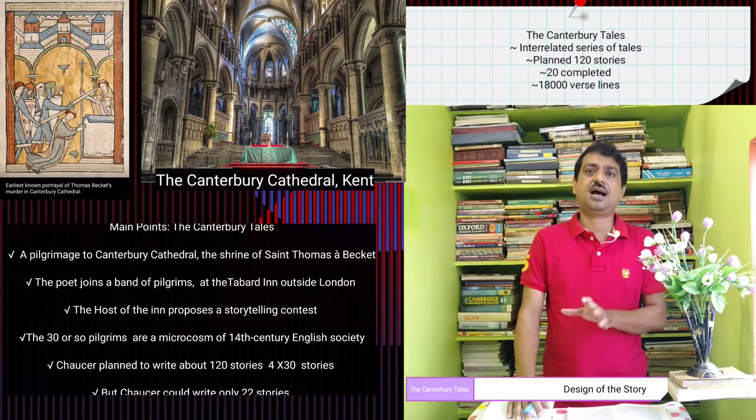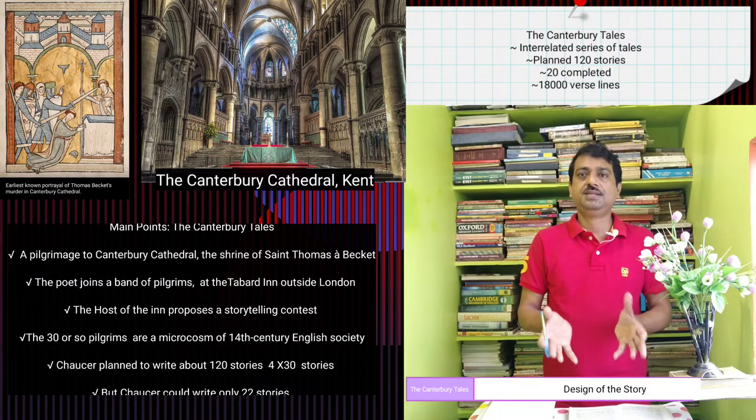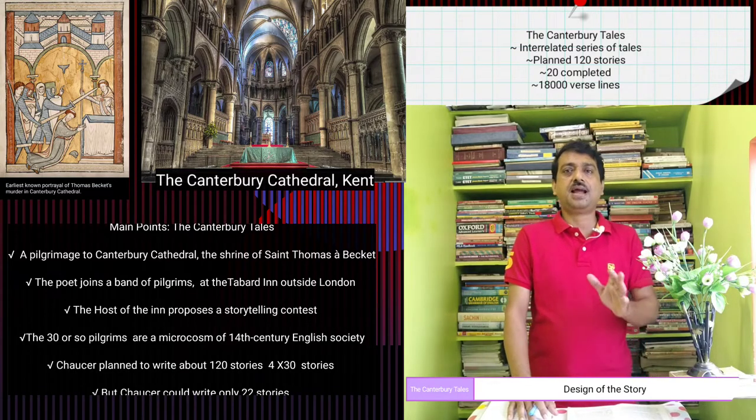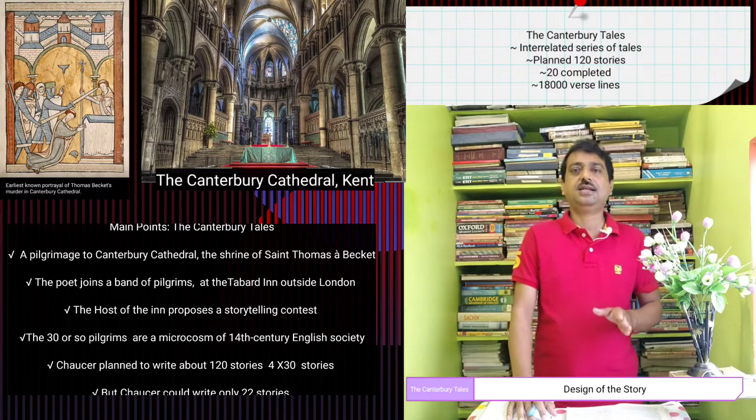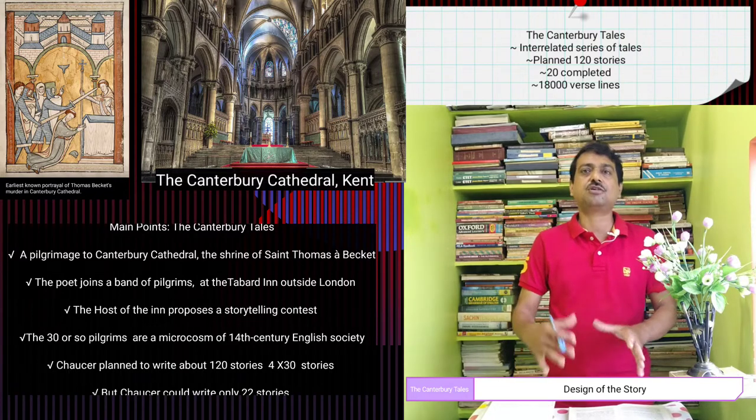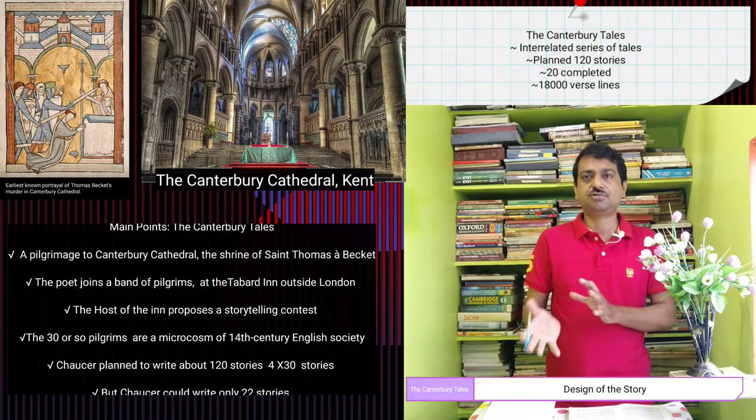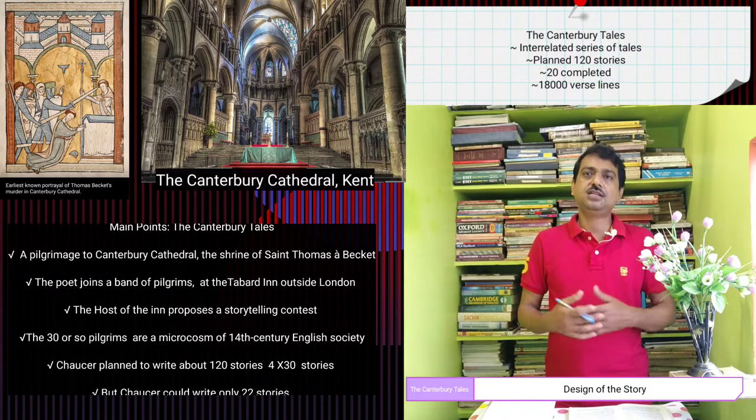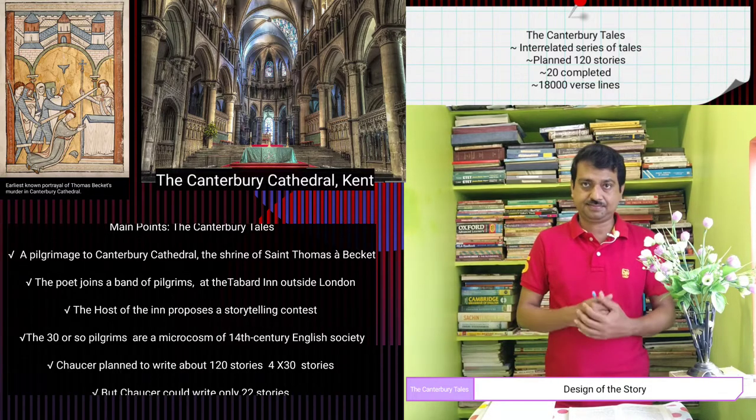The pilgrims are a microcosm of the 14th century English society. Chaucer planned to write about 120 stories by making each of the 30 pilgrims tell 2 stories each on the way to Canterbury and 2 more each on their way back.